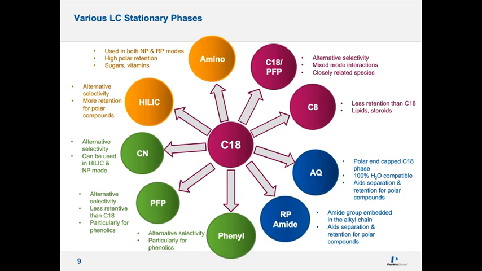RP-amide phases can also aid retention for polar compounds. They have a polar group embedded within the alkyl chain, which facilitates alternative selectivity, and you can also use them with 100% aqueous mobile phases.